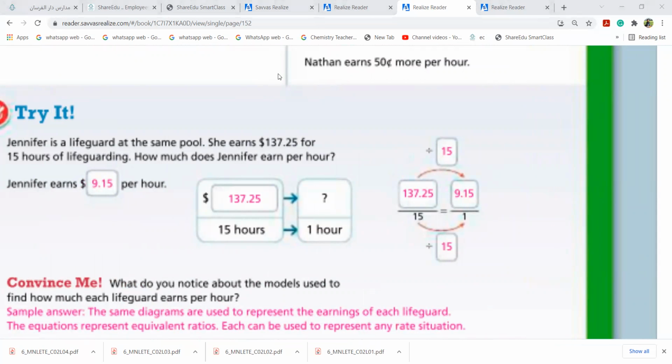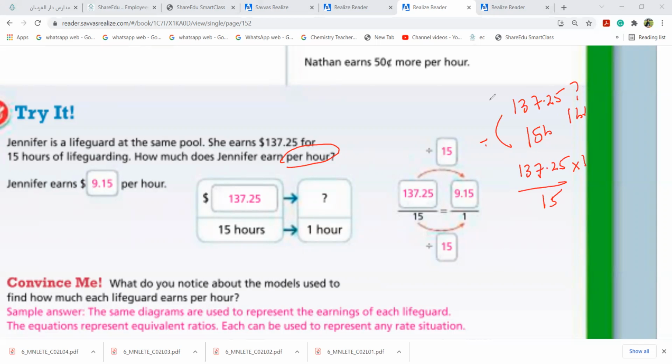She earns $137.25 in how many hours? 15 hours. Per hour, you have to find the unit. For 1 hour, how much? What did I say, Malak? What to divide and what to multiply? You're going to divide 137.25 over 15, multiply by 1. Use the calculator and get your answer.